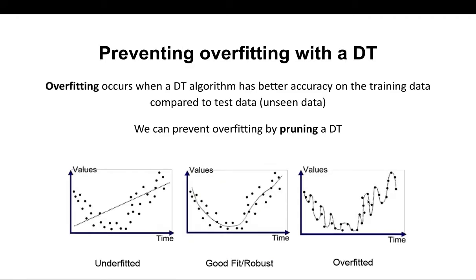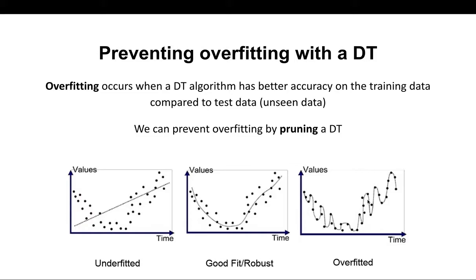So I brought up the term overfitting earlier, and let's talk about why overfitting is a really big problem with decision trees, and why it's crucial to prevent overfitting with a decision tree. Overfitting occurs when our decision tree algorithm has better accuracy on the training data compared to the test data, or unseen data. Why is this bad? So we have these three graphs here on the bottom. We have an underfitted graph, a good fit or robust graph, and an overfitted graph. It's pretty clear to see that the overfitted graph is bad, because we've fit our data too much. This is overfitted, right?